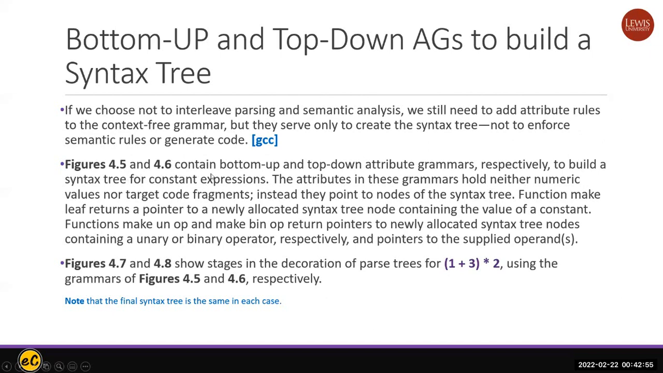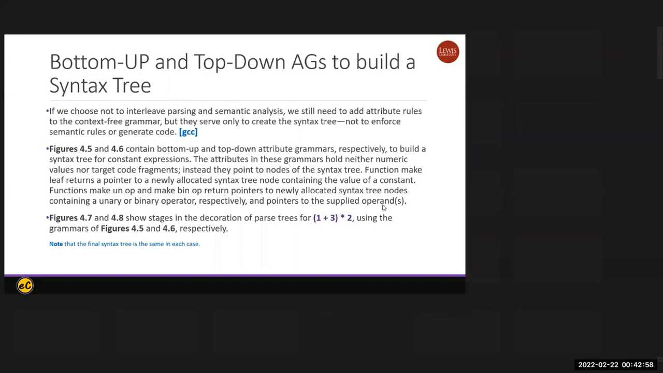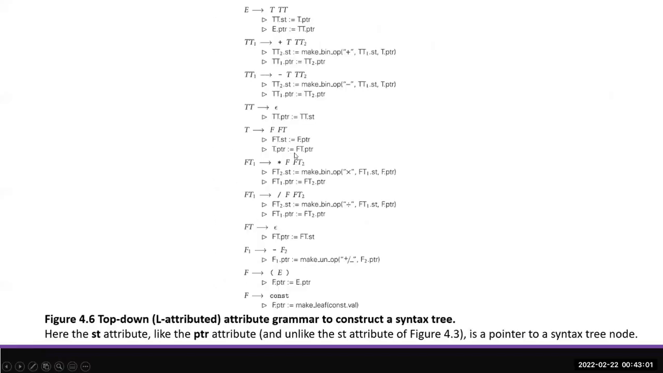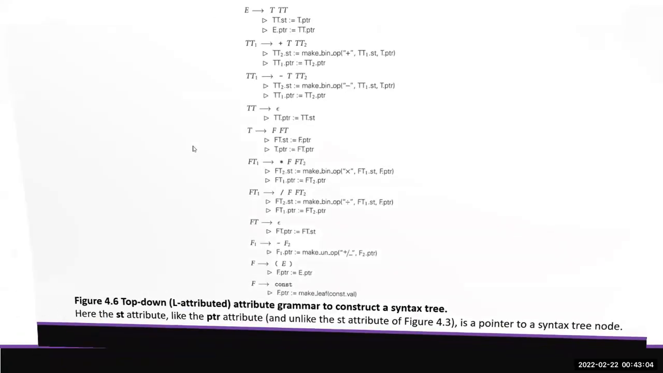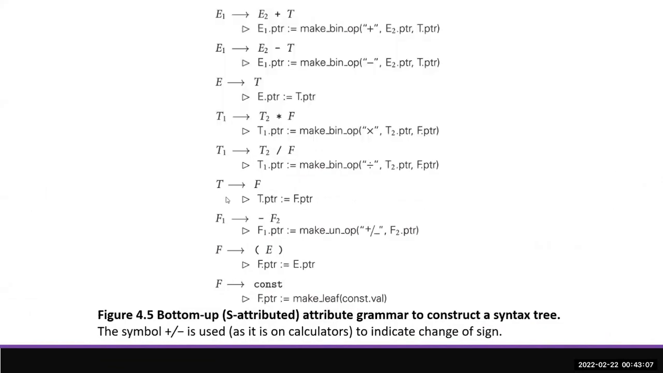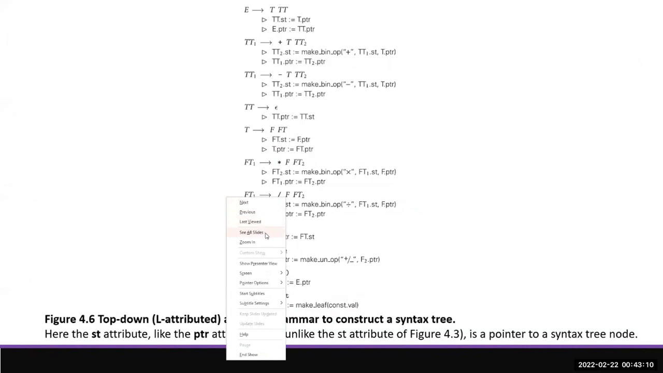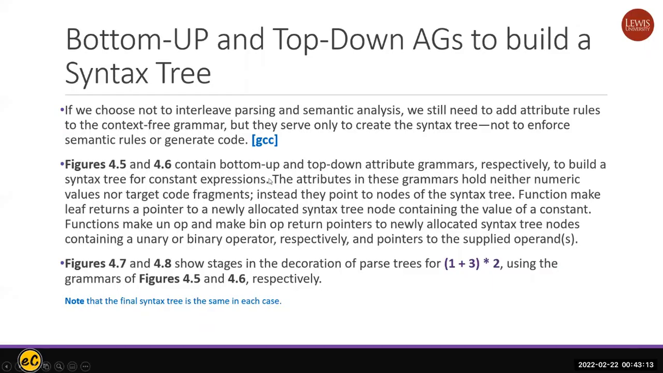So figures 4.5 and 4.6. These two are actually one bottom up, one top down, two ways to construct the syntax tree. And they are grammars with respect to building a syntax tree. The attributes in this grammar hold neither numerical values nor target code fragments. Instead, they point to a node of the syntax tree. The function make leaf returns a pointer to a newly allocated syntax tree node containing the value of a constant.